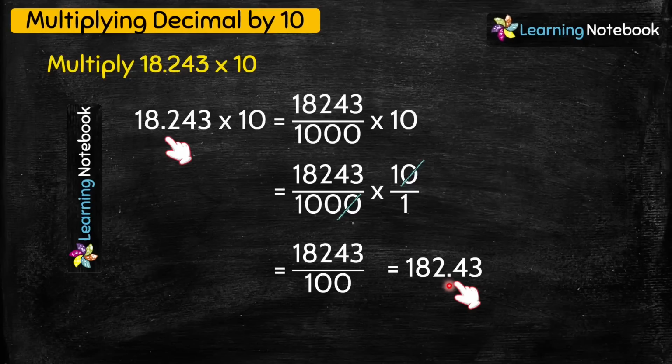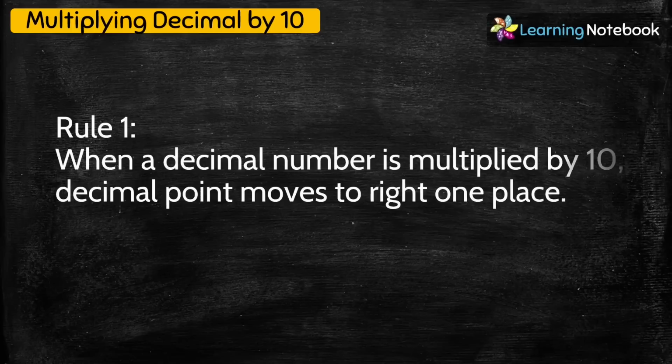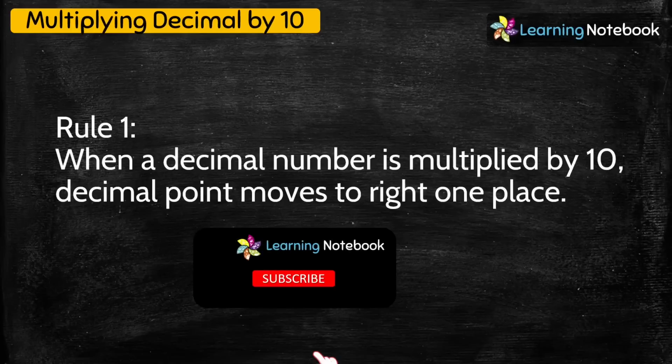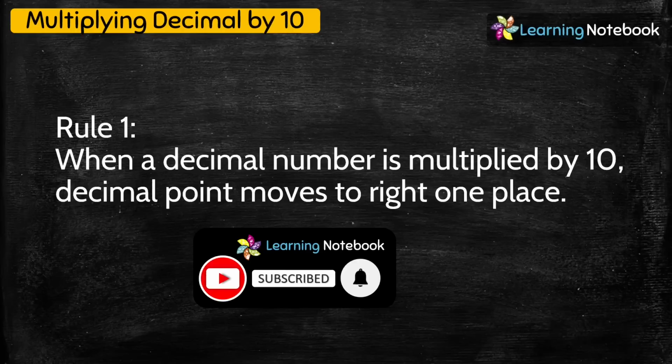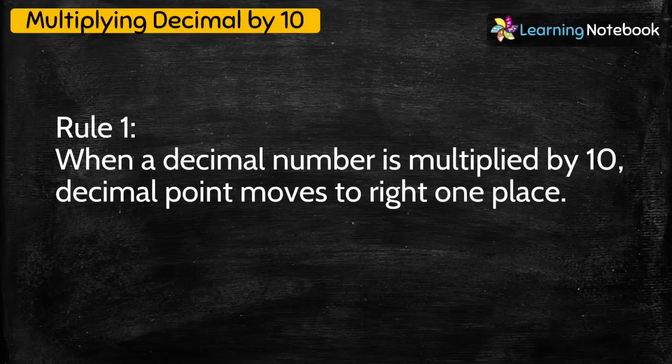So students, here we have observed that when a decimal number is multiplied by 10, the decimal point moves to the right by 1 place. So students, this is rule number 1. When a decimal number is multiplied by 10, the decimal point moves to the right 1 place.